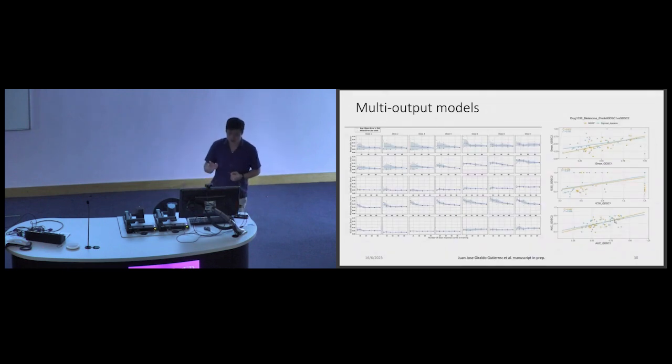So in this work, instead of predicting summary statistics like IC50, we ask whether we can predict the actual, specific individual dose responses. This is work by Juan Jose, who's actually here today, where we fit multi-output GPs to model the distribution of responses for each dose.